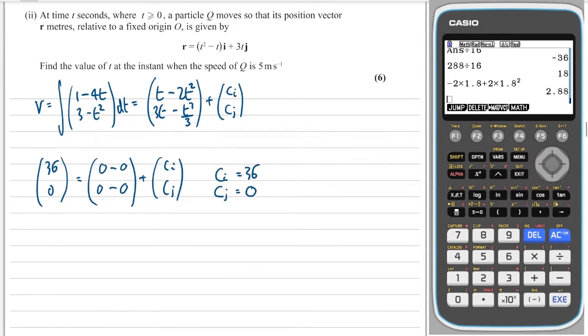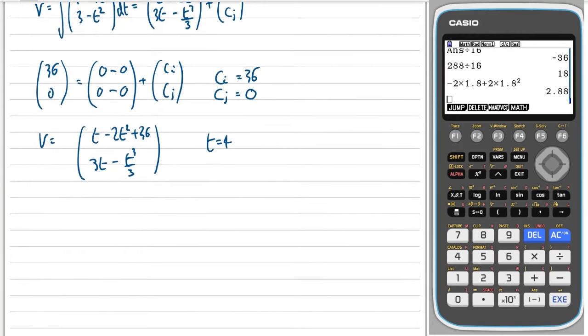And it says find the velocity when t equals 4. So let's just write down our final velocity equation in vector form. t squared plus 36, and on the bottom 3t minus t cubed over 3, and then we're going to sub in t equals 4, and we are going to get 4 minus 2 times 4 squared plus 36, so that's going to give us 8 in the i direction, and in the j direction we're going to get 3 times 4 minus 4 cubed divided by 3, which will give us minus 28 over 3. Okay, that is the velocity.